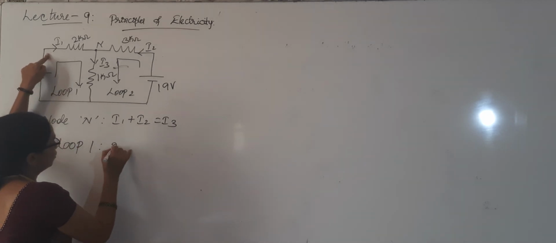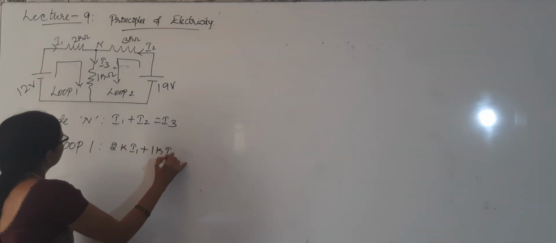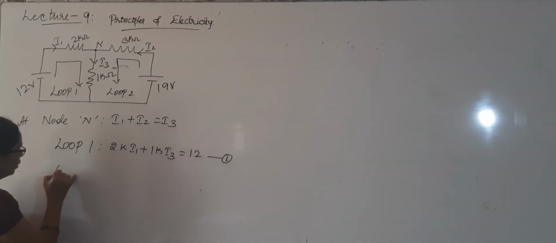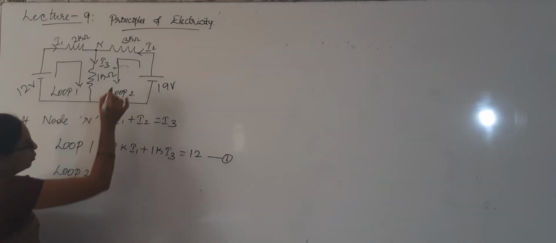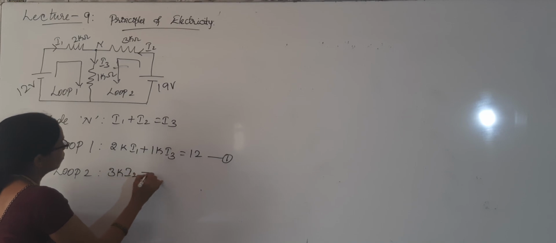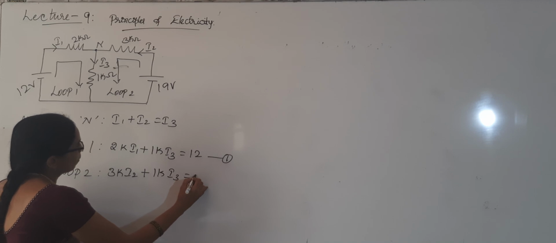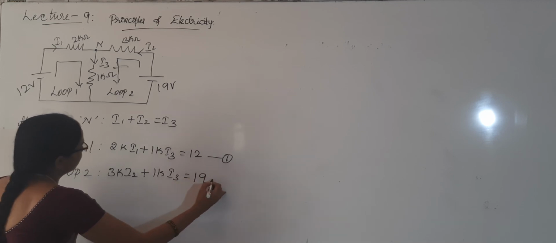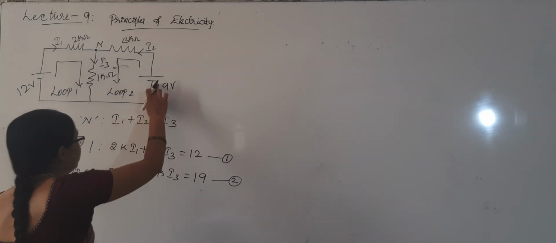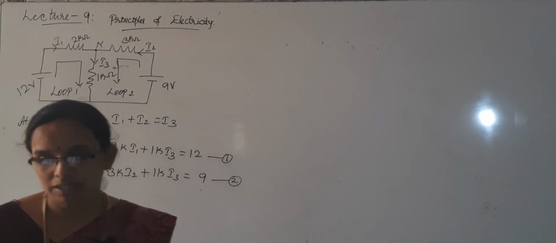Applying KVL to loop 1, we'll start from here: 2 kilo into I1 plus 1 kilo into I3 is equal to 12 volt. Call this equation 1. Applying KVL to loop 2: 3 kilo into I2 plus 1 kilo into I3 is equal to 9. Call this equation 2. Sorry, it's not 19, it's 9 volt. It is a 9 volt battery.